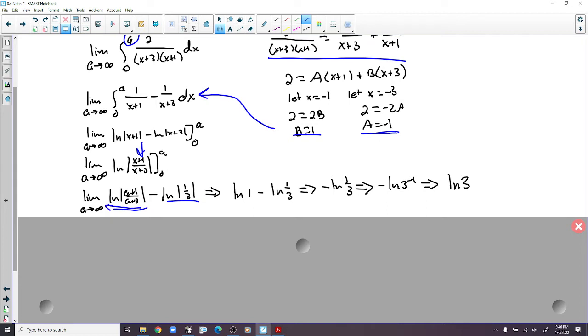This piece right here is talking about ending behavior. And the ending behavior is the natural log of 1, which is 0. That ends up being negative natural log of 1/3. But we can write 1/3 as 3 to the negative 1. Bring that negative 1 down in front. Negative times a negative is a positive. So if this is a multiple choice question, the correct answer is probably going to be natural log of 3.